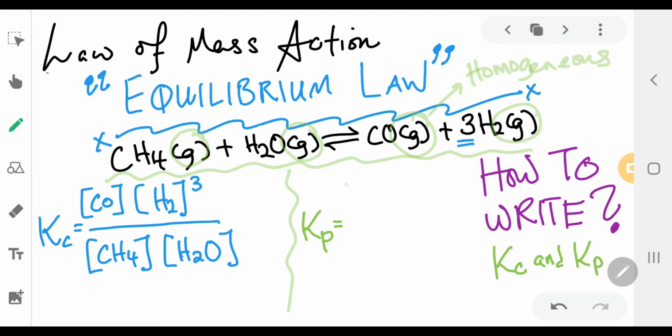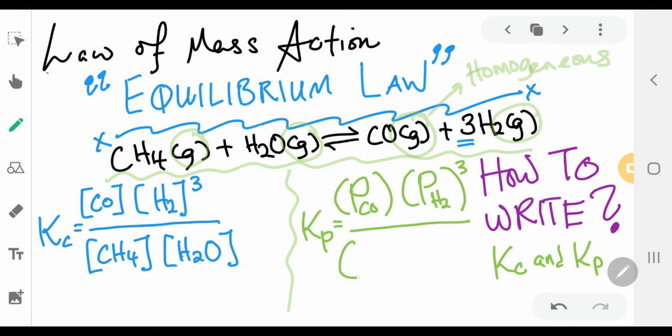I think you can guess it by now. We're going to use round brackets, pressure of CO, close that bracket, times pressure of H2 gas to the power of 3 over PCH4 times pressure of H2O, and you shut that brackets. So that's how you're going to write the Kc and Kp expression for that reversible reaction.